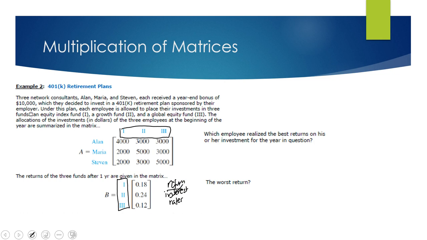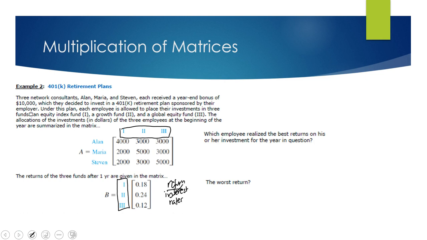So it stands to reason, if I want to figure out how much of a return each one got, then I'm going to want to take the $4,000 from Alan into the first investment option and multiply that by 0.18 to get how much he got as a return. And then 3,000 times the 0.24, and then the other 3,000 times the 0.12, and carry that through to get how much Alan earned as far as return investment goes. Same thing with Maria and Steven.